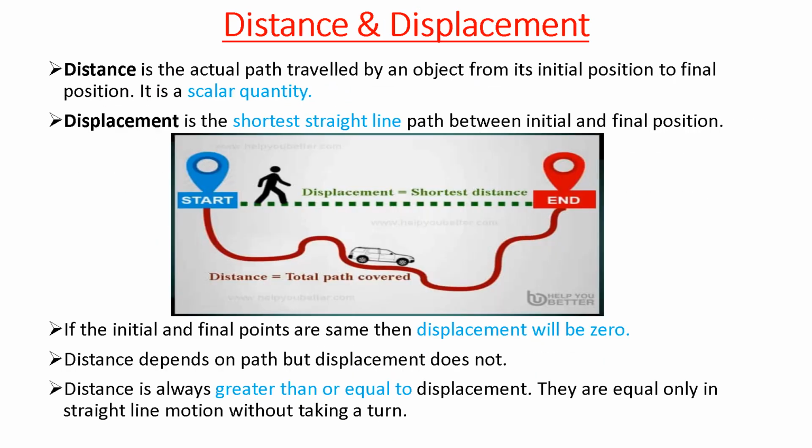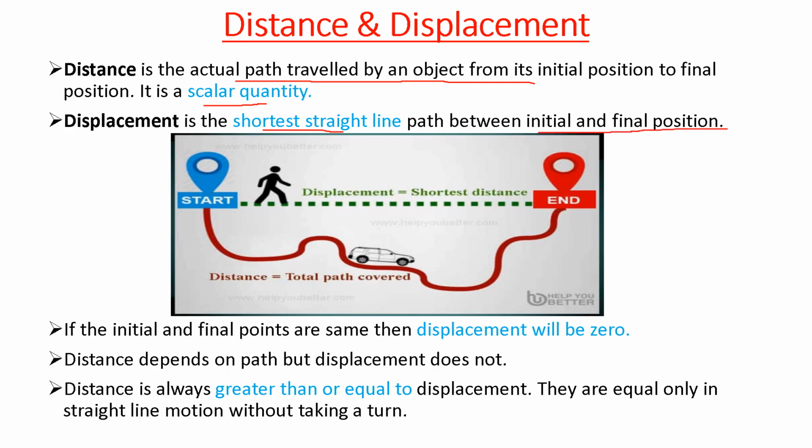that is distance and displacement. Now what is distance? Distance is the actual path traveled by an object from its initial position to final position, and it is a scalar quantity. We will discuss what a scalar quantity is later in the video. And what is displacement? It is the shortest straight line between the initial and final position.